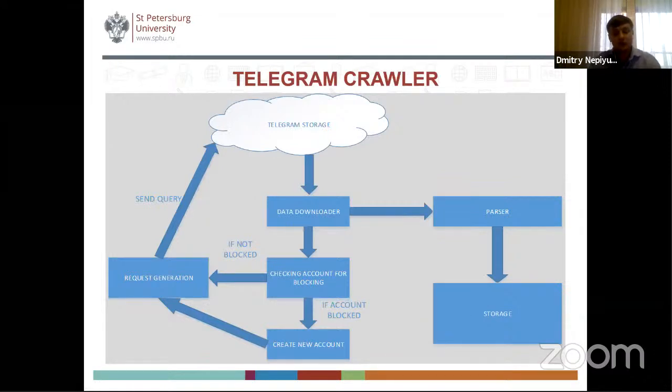As for Telegram data crawling, its scheme is represented on the page. The scheme includes a data downloader, a module for checking accounts for blocking, a module for request generation, but it's important to highlight that the module for request generation includes two sub-modules. It's a module for generating noise requests and a module for necessary requests. Also, the scheme includes a parser for data received from the Telegram messenger and a tool for saving data in database storage.